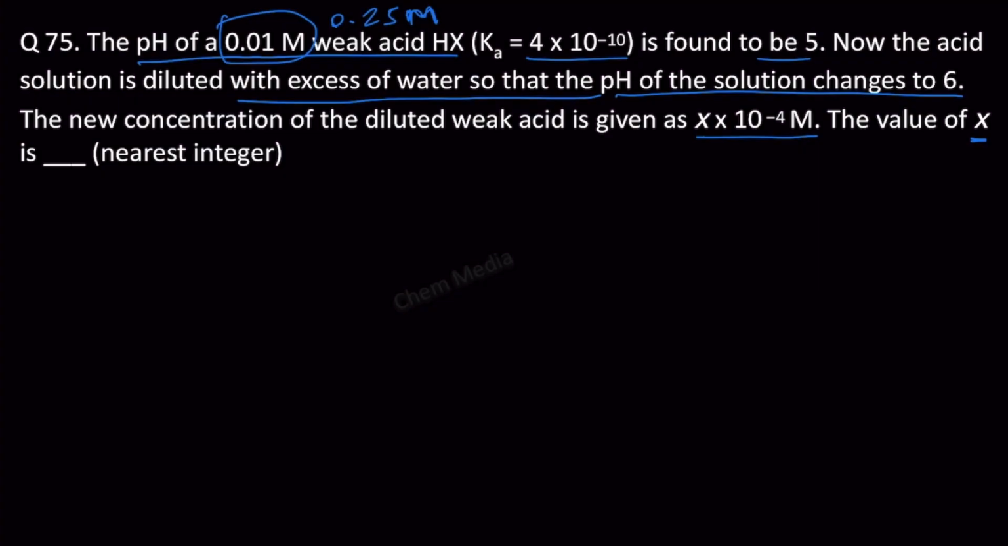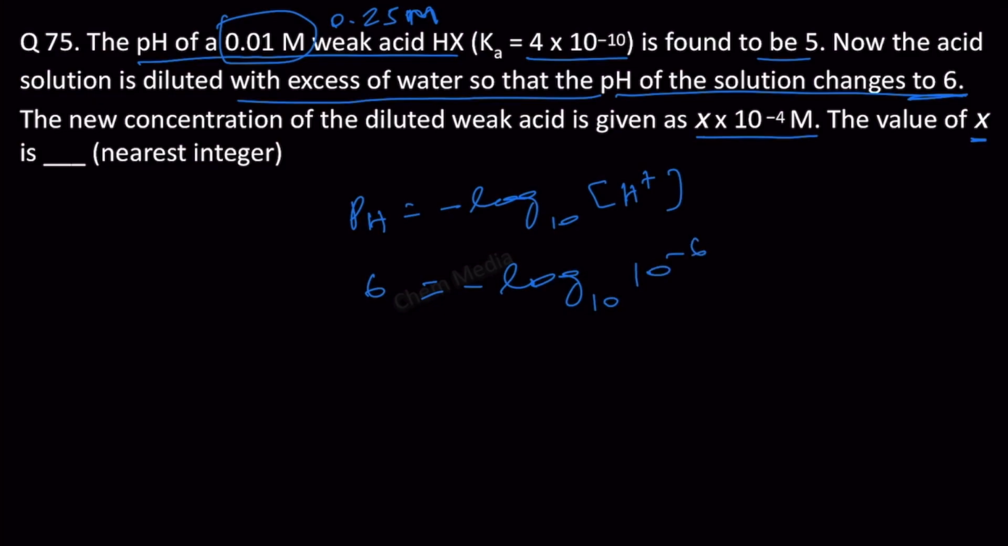So therefore, let us worry about the new pH, that is 6. We know that pH is equal to the negative logarithm of H+ ion concentration. If the pH is 6, this means that this is the negative logarithm of 10 to the power minus 6, so that we can get 6 on both sides, isn't it?